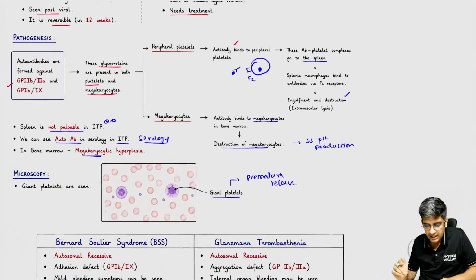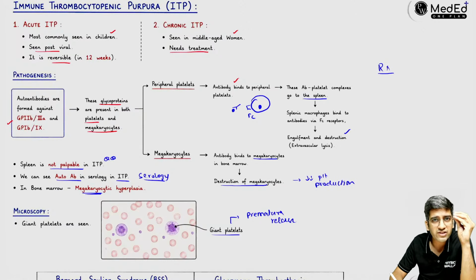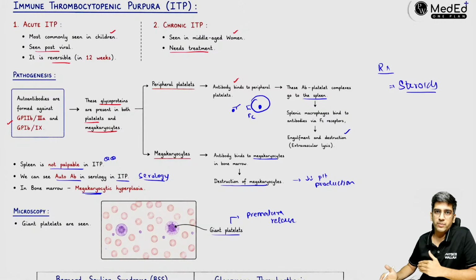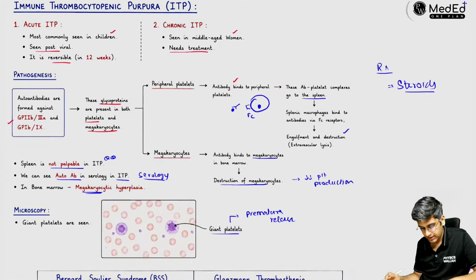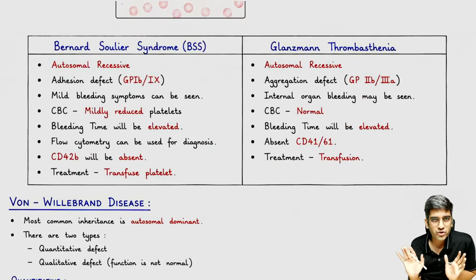That's about ITP. And ITP, diagnosis is known. Treatment is simple. If it's a viral infection, wait and watch. Any drug causing it, remove the drug. Otherwise, same as for any autoimmune disorder: steroids, immunosuppressants, worst case can remove the spleen. Fine. That's about ITP. Bernard-Soulier and Glanzmann, both of them are autosomal recessive disorders.